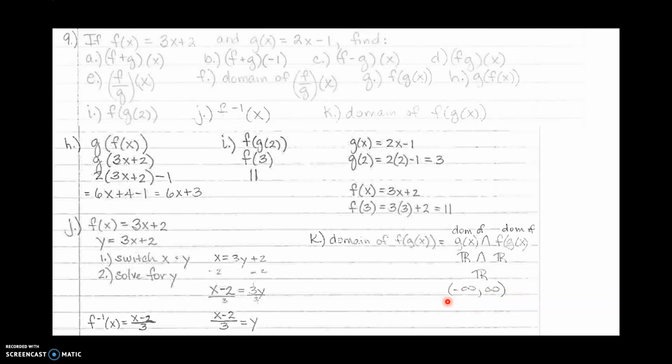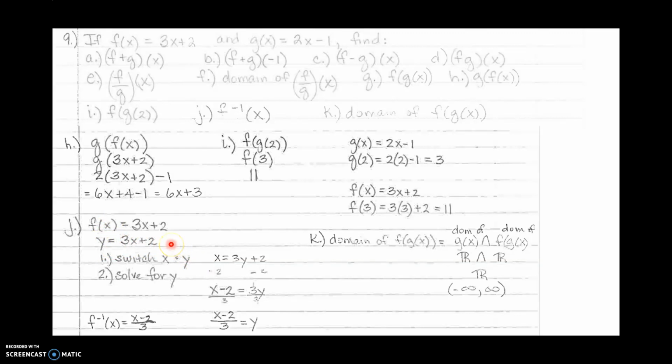All right, and then, oh, sorry, I skipped J. So let's go back and look at J for just a second. For J, they asked us to find the inverse of f of x. So we've got f of x equal to 3x plus 2. The first thing we want to do is switch x and y. Where's y? It's right there. f of x is y. So we've got y equals 3x plus 2.